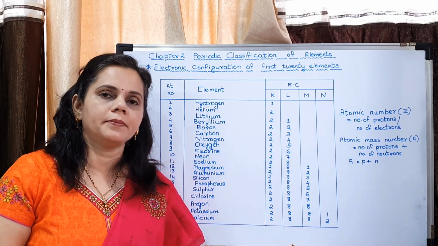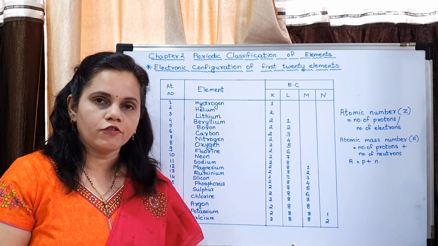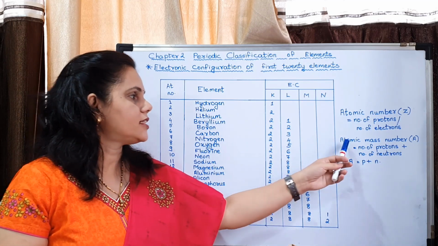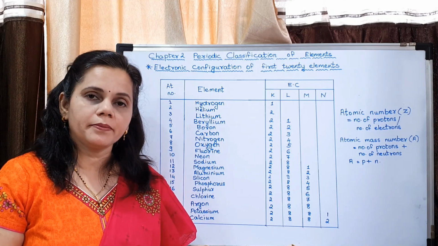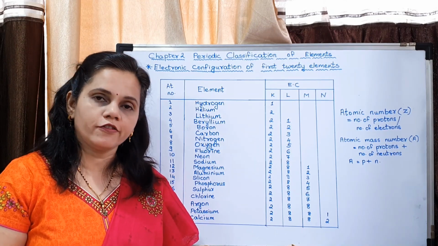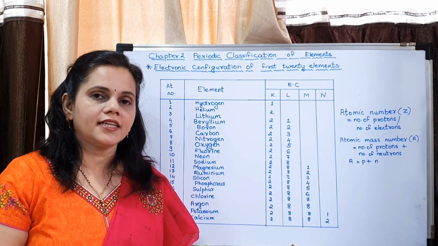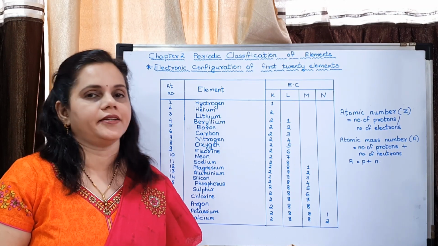What is atomic number? Atomic number is the number of protons or number of electrons. And what is atomic mass number? Atomic mass number is equal to number of protons plus number of neutrons. So A is equal to P plus N.